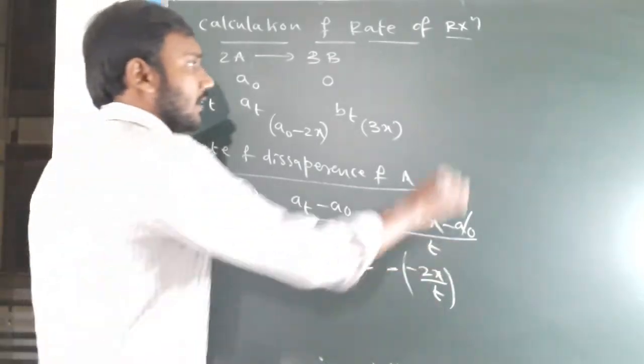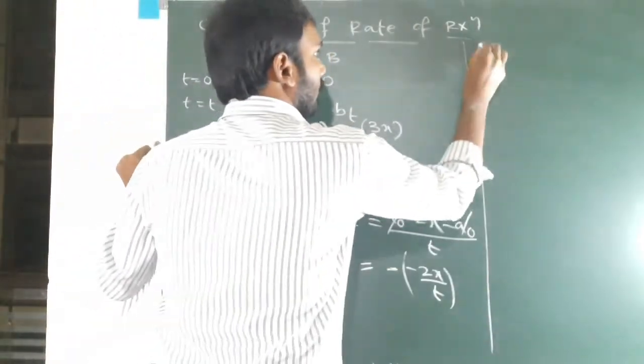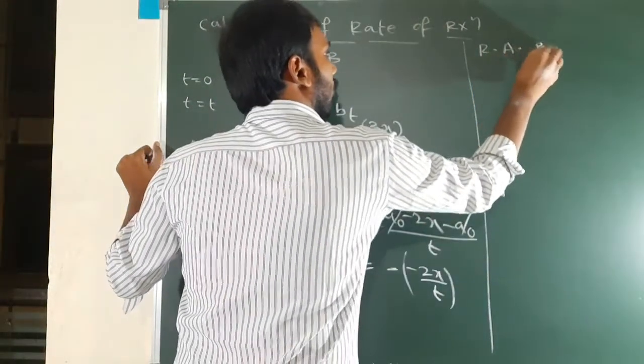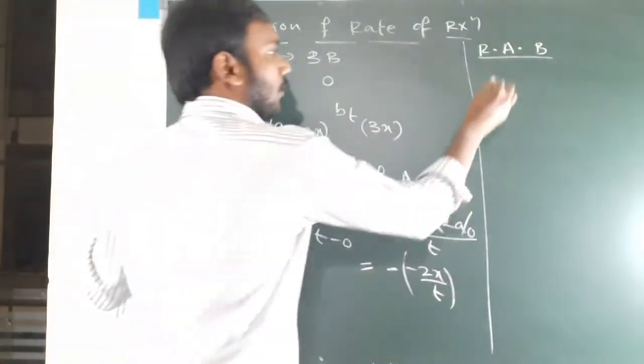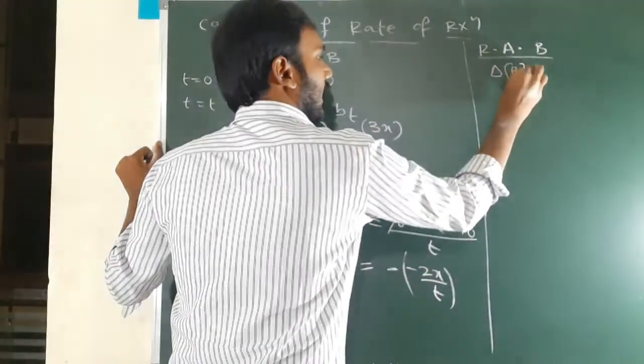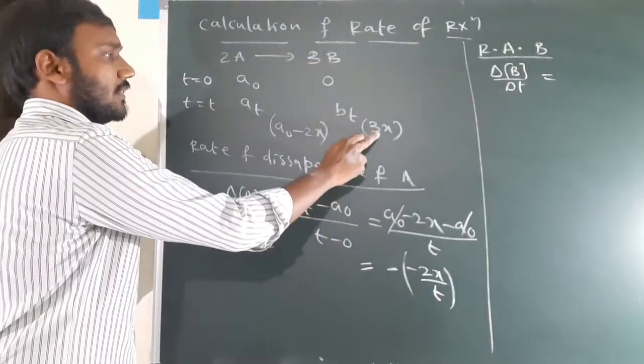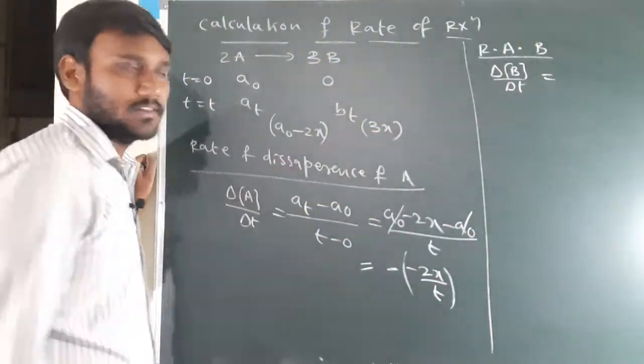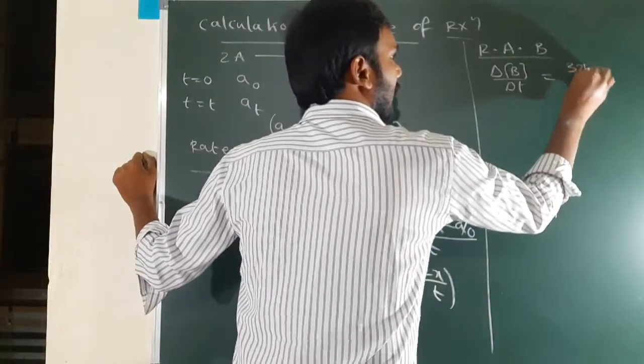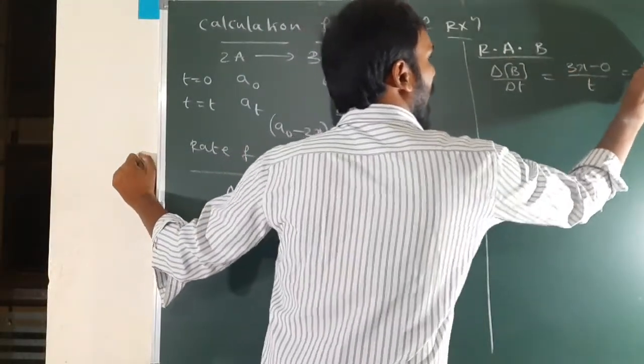So next, what? Rate of appearance of B. So how can you say the rate of appearance of B? Delta B by delta T. Delta B is nothing but what? Final concentration, what is that? 3x. And initial concentration is what? 0. So finally 3x minus 0, by T. So finally what did you get here?